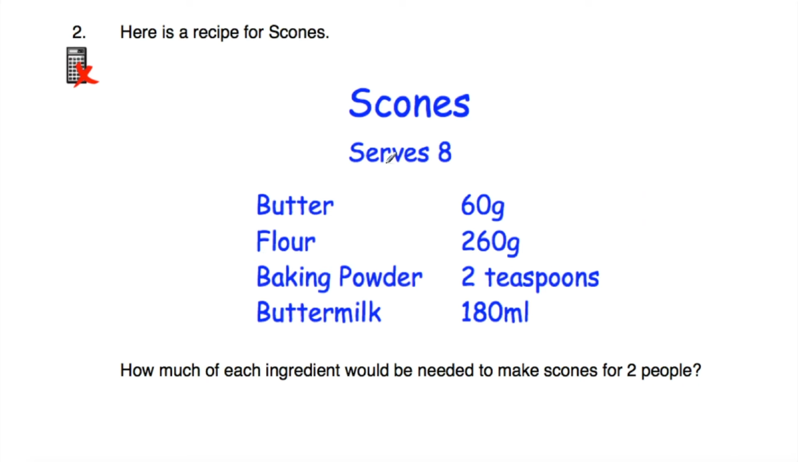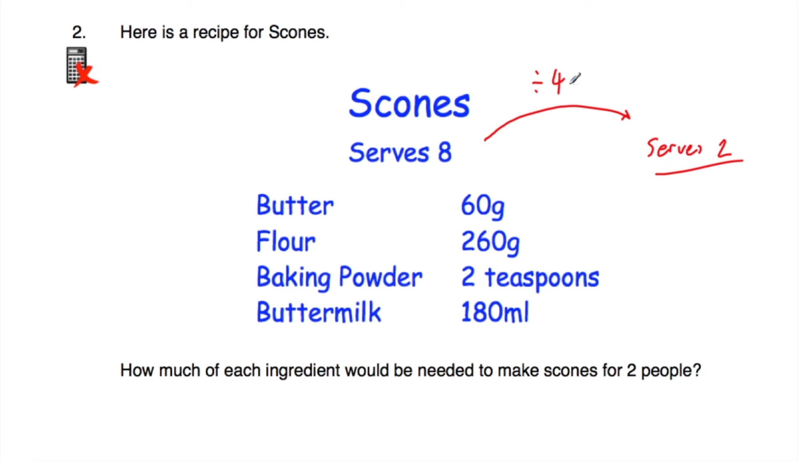Here we've got scones, and this serves 8 people. The question says how much of each ingredient would be needed to make scones for 2 people. If we notice, to get from 8 people to 2 people, we could half it to be 4 people, and half it again to be 2 people. Or just divide it by 4, because if you divide 8 by 4, you get 2. So let's divide all of these quantities by 4, and that'll tell us how much we need for 2 people. So let's write down serves 2, and then we just need to divide by 4.